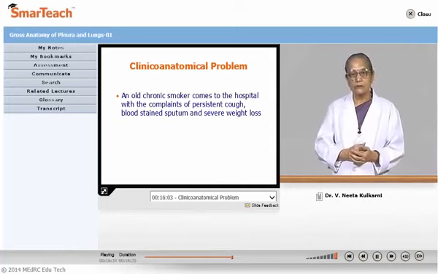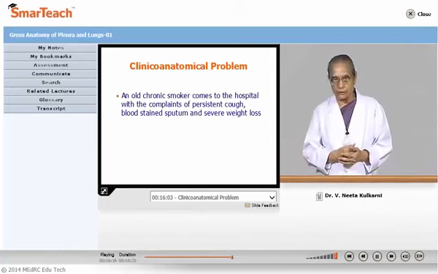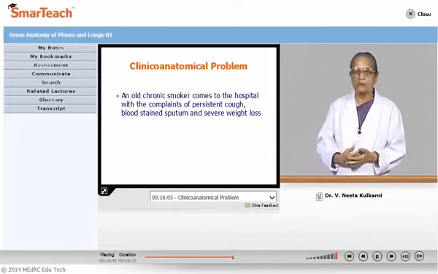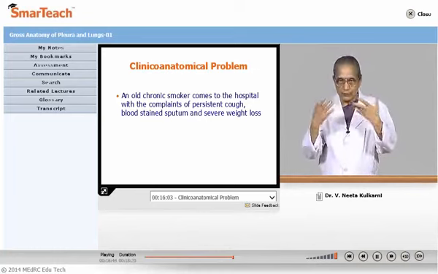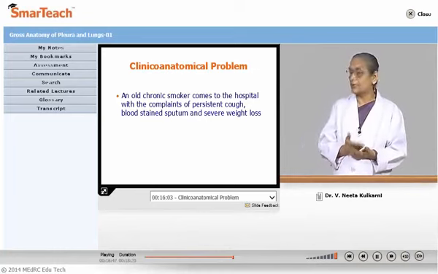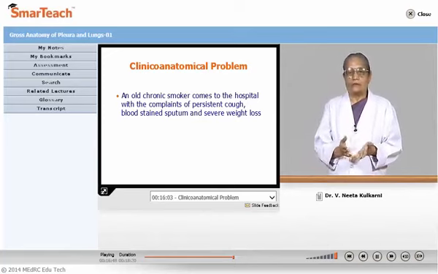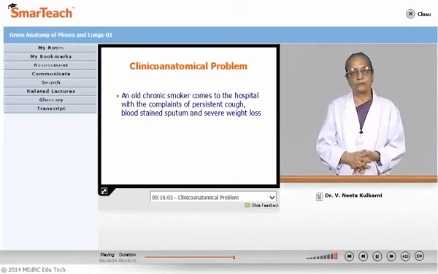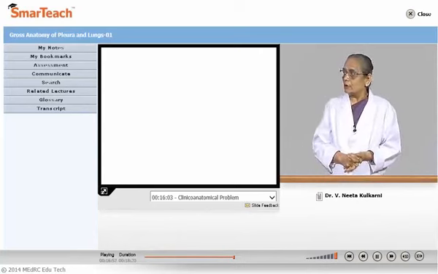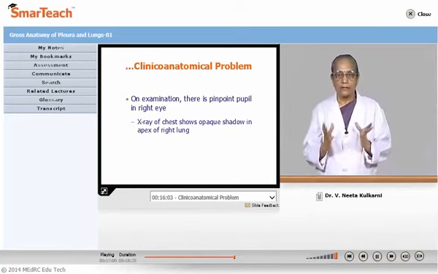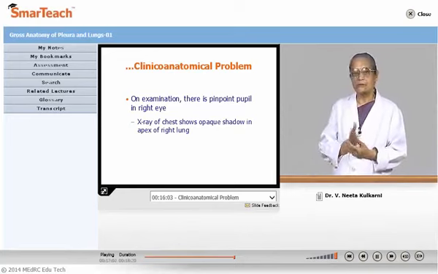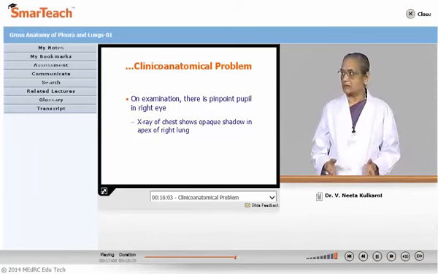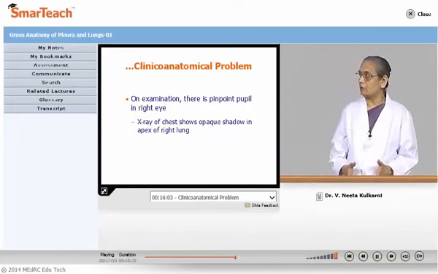There is a 60-year-old gentleman who has a history of chronic smoking. He comes to the doctor because he has a persistent cough. Sometimes his sputum is stained with blood, and he has lost severe weight because of this persistent cough, and has mild fever also once in a while. Now, when the doctor takes a look at him, he finds on his right eye there is a pinpoint pupil, that means a constricted pupil, and the X-ray of the chest shows an opaque shadow in the apex of the right lung.